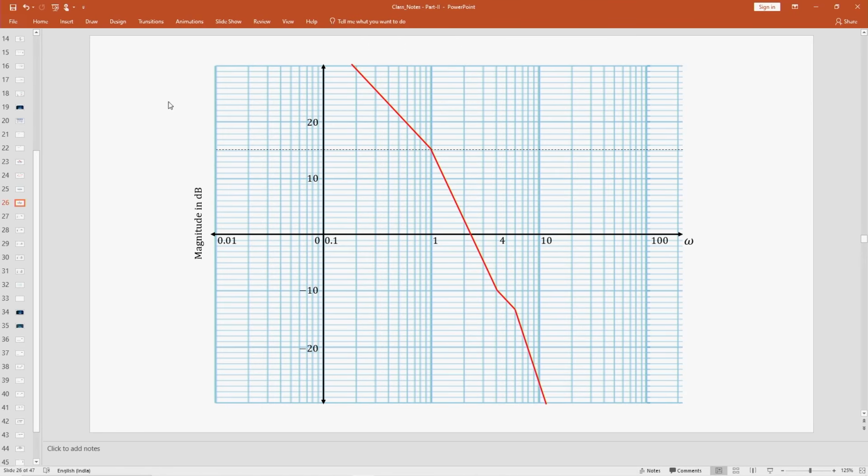So, this is a minus 20 dB per decade line, this point is 20 log of 6, then we have a minus 40 dB per decade line, then we have a minus 20 dB per decade line, and with the minus 20 dB per decade line there will be a minus 40 dB, so minus 60 dB per decade line. Okay. So, this will be the plot for the magnitude part.